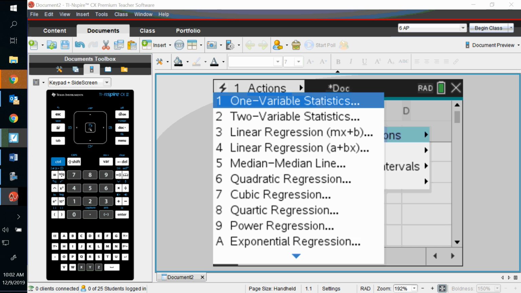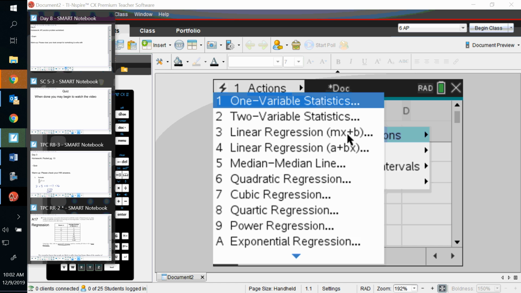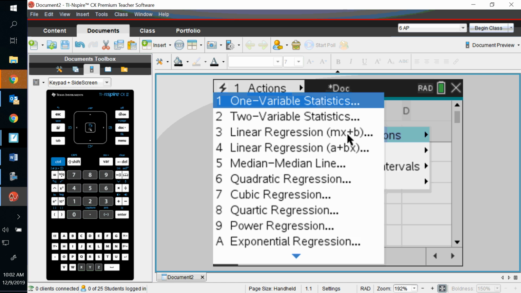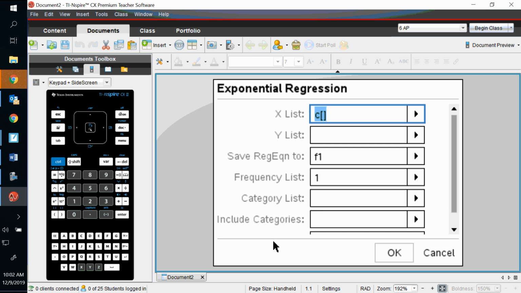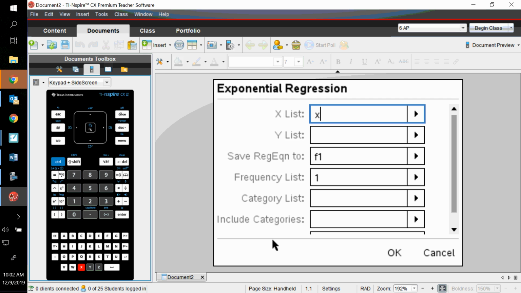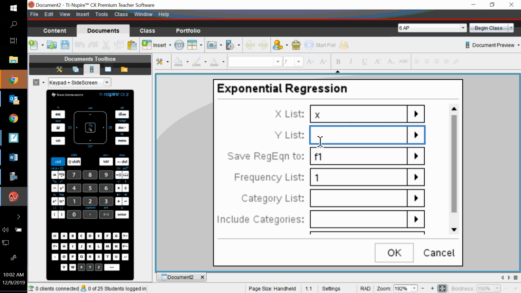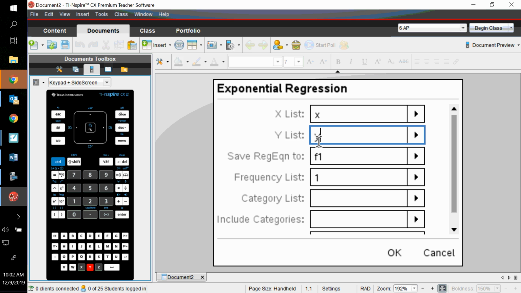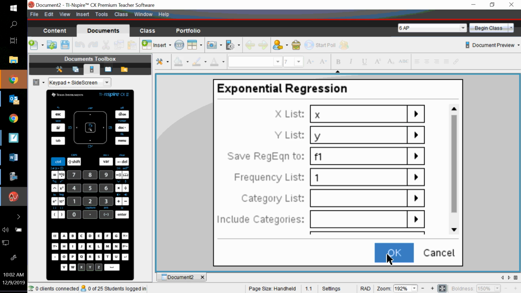And the regression that they wanted was an exponential regression. So exponential regression is down as letter A. So Menu, Statistics, Stat Calculations, and we want exponential regression. We're going to tell it what we called each thing. We called them X and Y. And go down and hit OK.